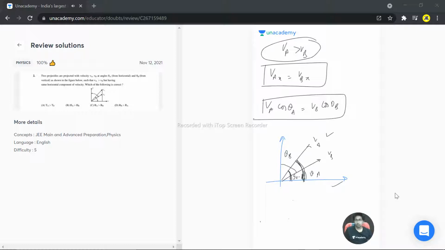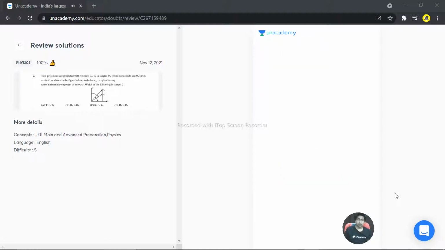Both the horizontal components must remain constant. So what is cos theta B? Actually it is cos of 90 minus theta B. So from the equations we can write that VA cos theta A is equal to VB sine theta B. That's the equation we are getting.